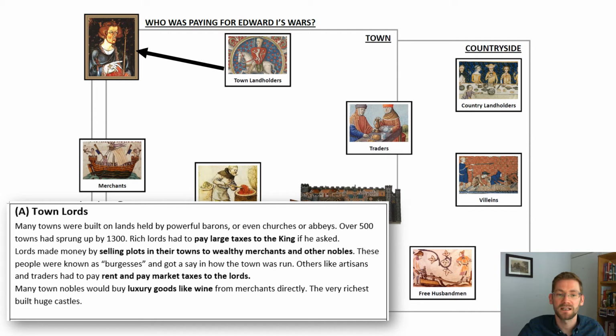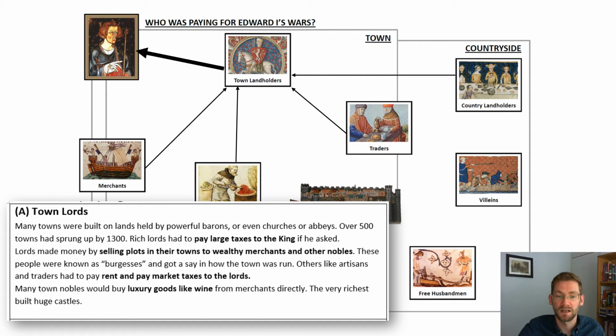Lords made money by selling plots in their towns to wealthy merchants and other nobles. So there's some more merchants, there's some more nobles, country landholders, and they're paying smaller amounts of money. You see the arrow sizes here, to these town landowners, and of course that's going over in tax. These people were known as burgesses and got a say in how the town was run. Others, like artisans and traders, had to pay rent and pay market taxes to those town lords. So again, we've got a new flow of money coming through here.